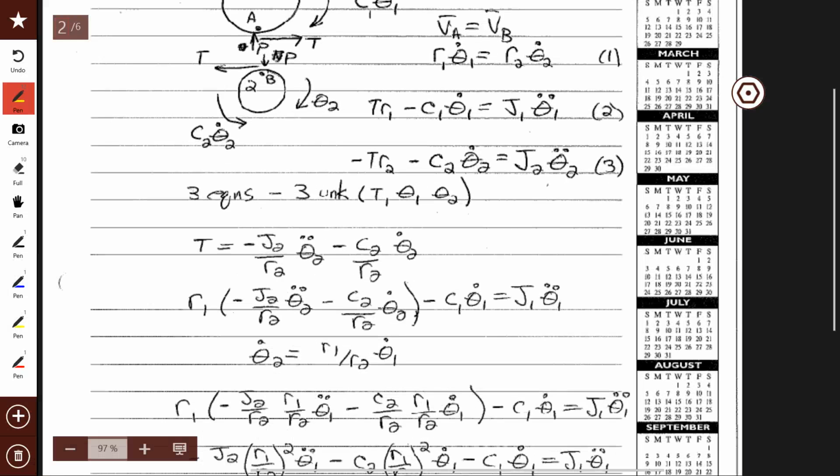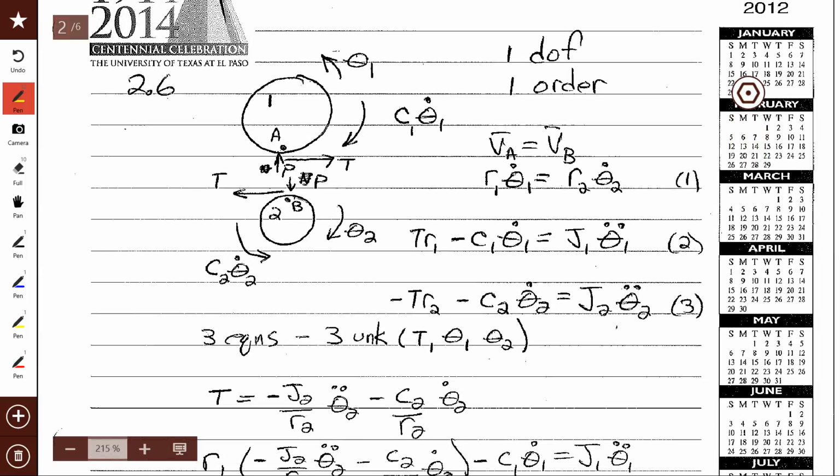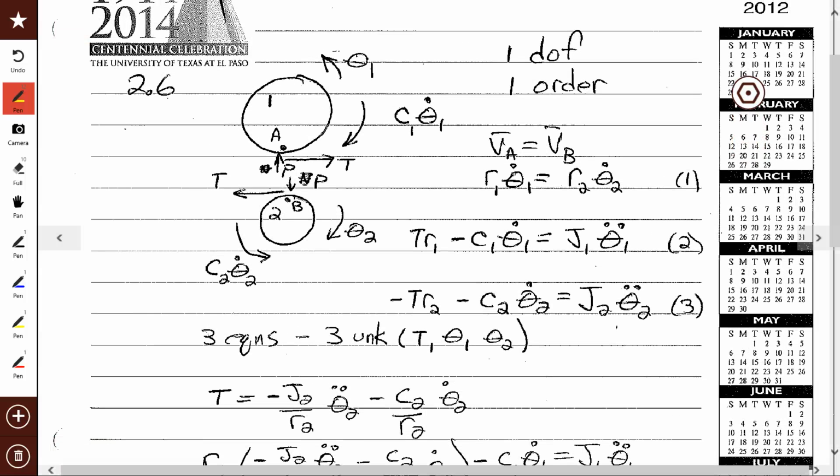Okay, here is another problem. This one has these two wheels that are meshing. They both have mass. It's 1 degree of freedom because if you stop the top gear from turning, then because the other one rolls with no slip, this one has to stop as well, so it's 1 degree of freedom. It happens to be first order because the only thing that can be stored in here is the kinetic energy. There's no potential energy because there are no springs.